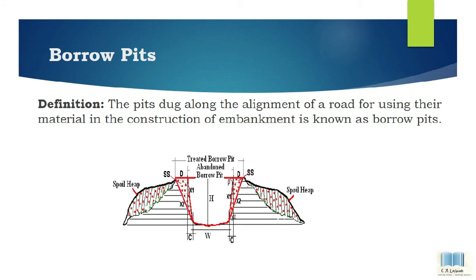Then the next point is borrow pits. The pits dug along the alignment of a road for using their material in the construction of embankment are called borrow pits. This digging portion is called borrow pits. The material from the borrow pit is used for construction. It is away from the construction of road, about 5 meter away.